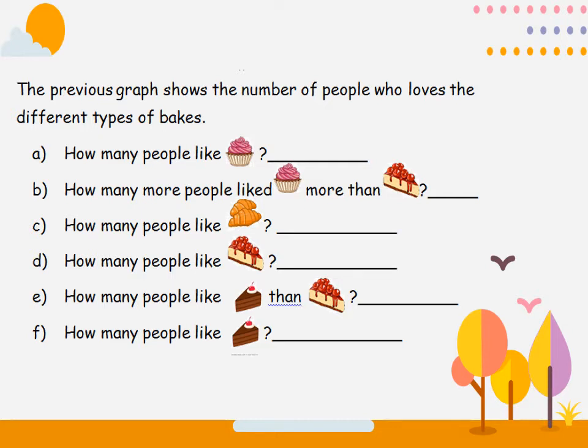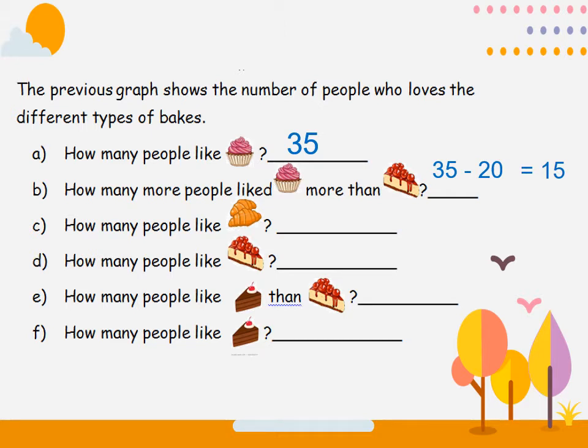Look here, let's answer the questions on this graph. How many people like cupcake? Excellent, 35. How many people like cupcake more than cheesecake? More than means we will make subtraction. Subtract the number of cheesecake from the cupcake. Here is 35 minus 20 equals 15. 15 people like the cupcake more than the cheesecake.